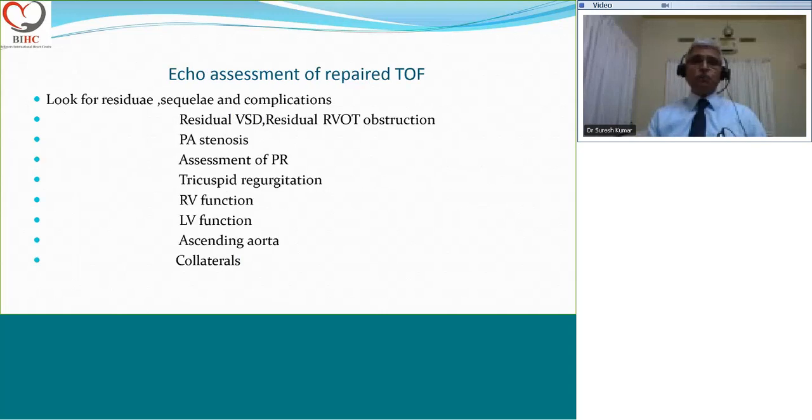And then you're going to look at the echo. Remember, while looking at the echo, you're looking at residuae, sequelae, and complications of tetralogy repair, and then a functional assessment. Residual VSD, residual RVOT obstruction, pulmonary artery stenosis, assessment of the severity of pulmonary regurgitation. We'll spend some time on this. Tricuspid regurgitation, assessment of RV function. Again, we'll spend some time on this. LV function, the ascending aorta, and collaterals.